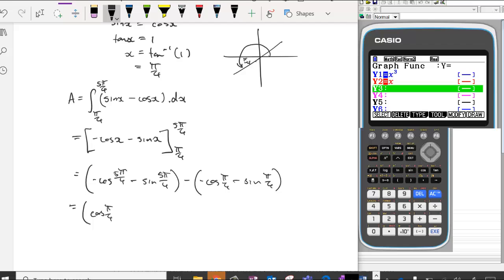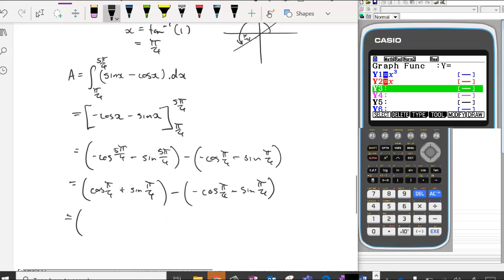And sine pi on 4 in this section is also always going to be negative. So that's the same as saying negative sine pi on 4. So in each of these cases, the negatives cancel out. And here we have negative cos pi on 4 take sine pi on 4, which are unchanged.